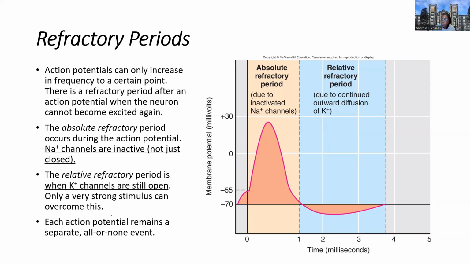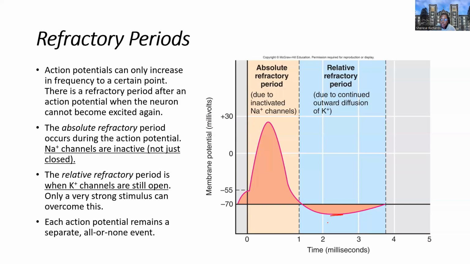The relative refractory period, however, is when potassium channels are still open. So we could fire another action potential, right? Because now the inactivation gates on sodium have been reset, so they are open. So the channels are closed, but capable of being open. However, because potassium channels are still closing, the membrane potential here is very negative. It's below -70, about -80, -85 or so.